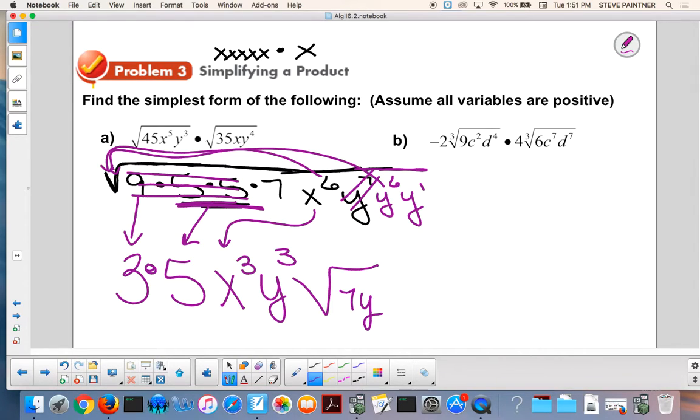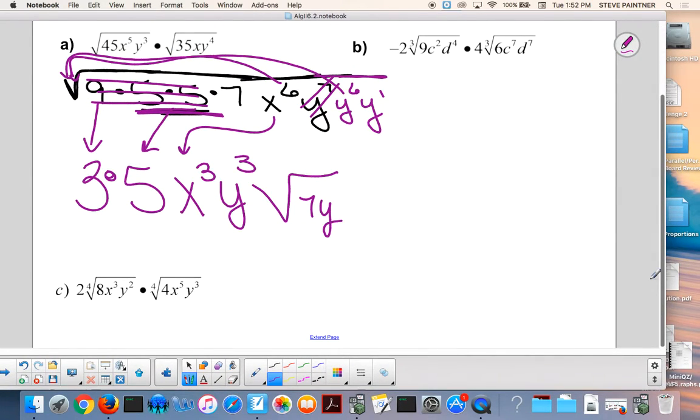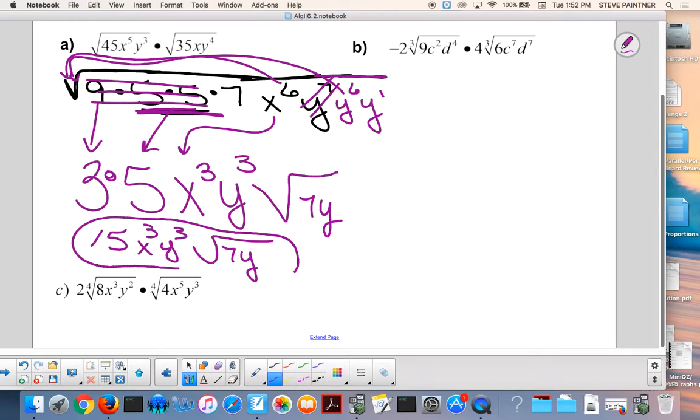And of course, you could probably change that to what? 15. So we could, okay. I'm just going to write it: 15 x cubed y cubed times the square root of 7y. There you go.